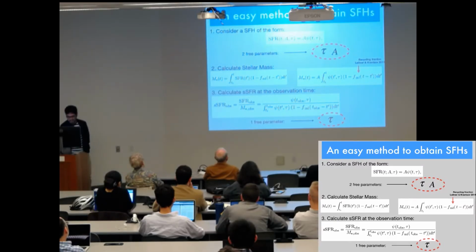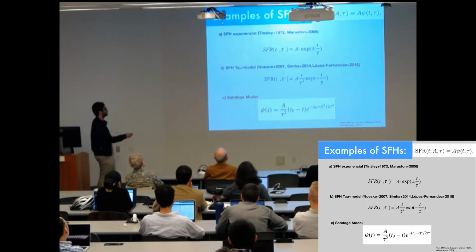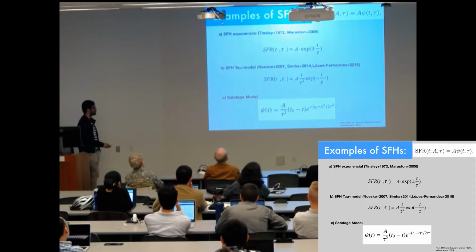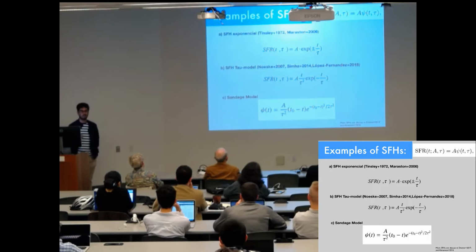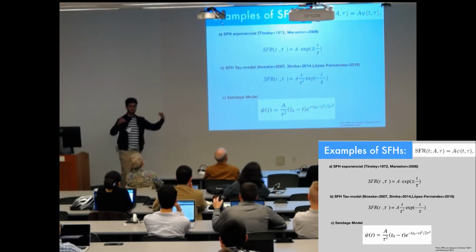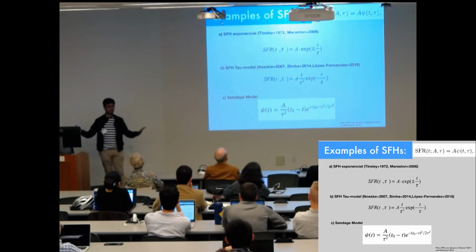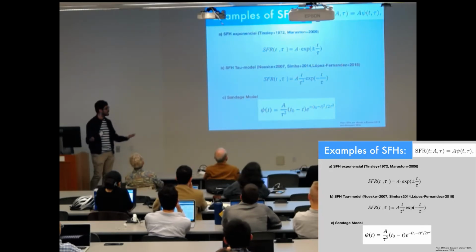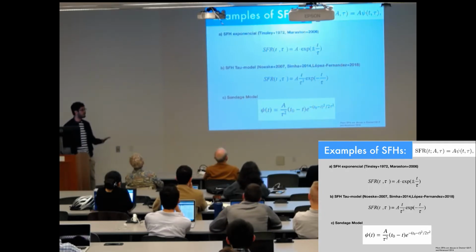So we have examples of this kind of laws, like, for example, exponential laws, tau models, Sandage models, and all these type of models we can solve that equation. So basically what I'm saying is that if we know the star formation rate of the galaxy and the stellar mass, we can find the parameters A and tau. So then we can constrain all the history of the galaxies, regardless where we infer the star formation rates of the galaxies.